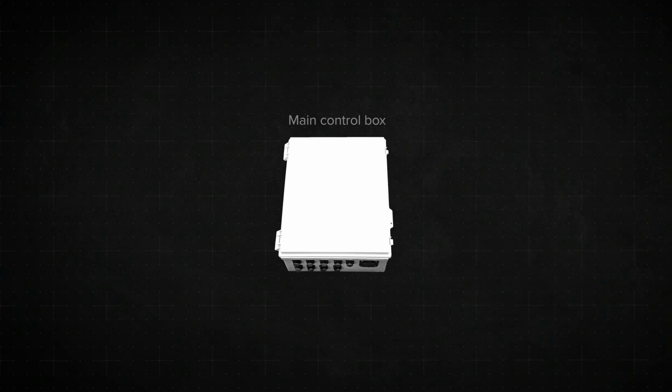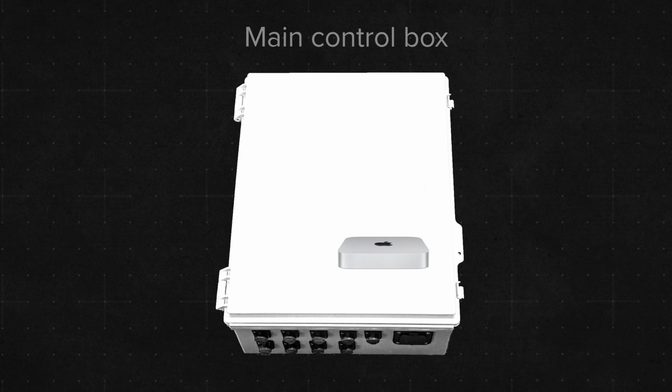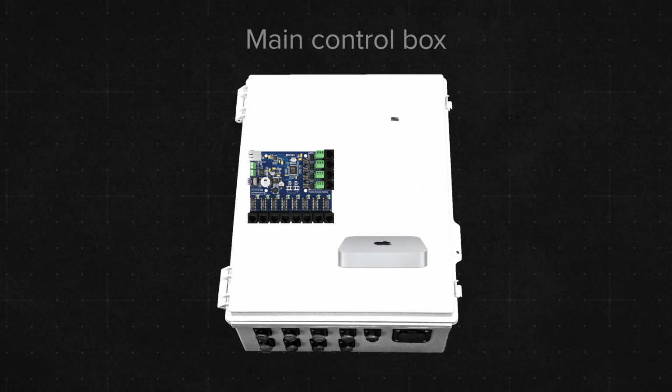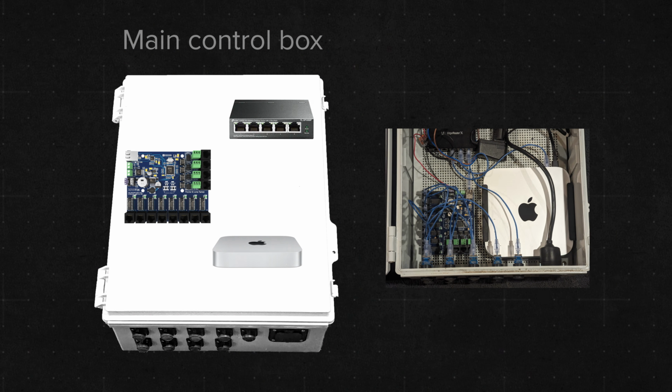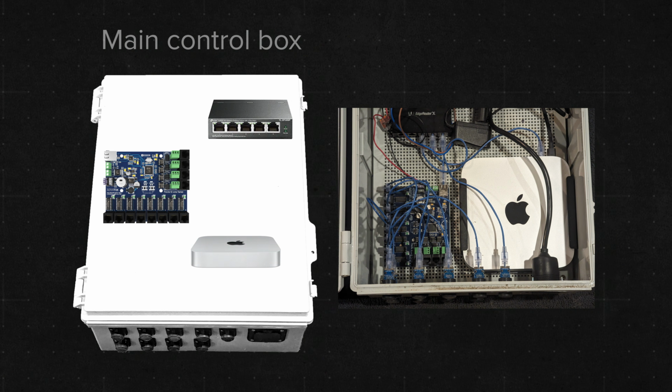In our main box, we had a Mac Mini running our whole system. It was relatively cheap and compact, and it was easily able to handle our system. This computer lived in the main box along with our central control board and a network switch that connected the camera to the whole system. Let's jump to the breakout boxes and see how those were built.